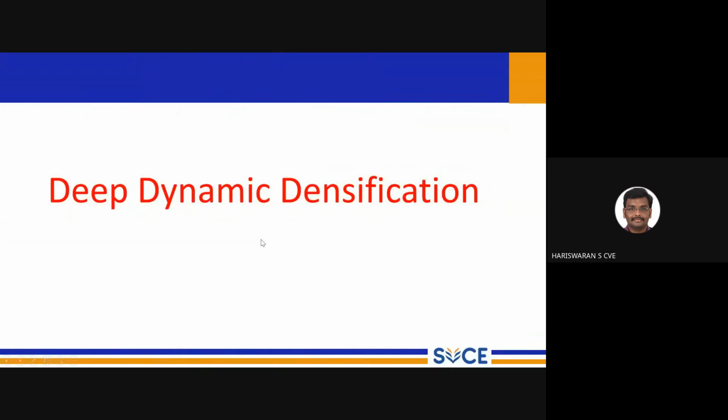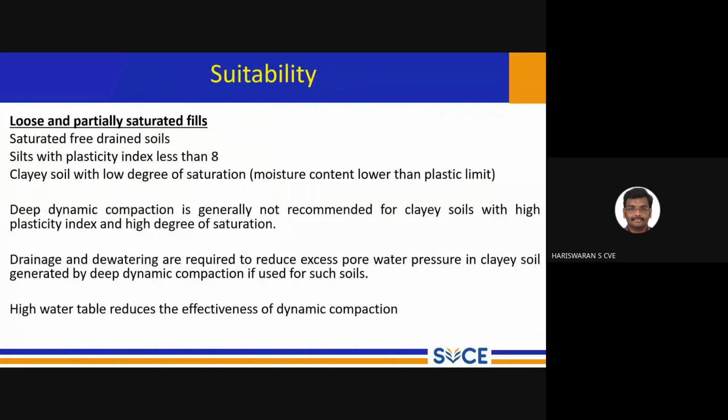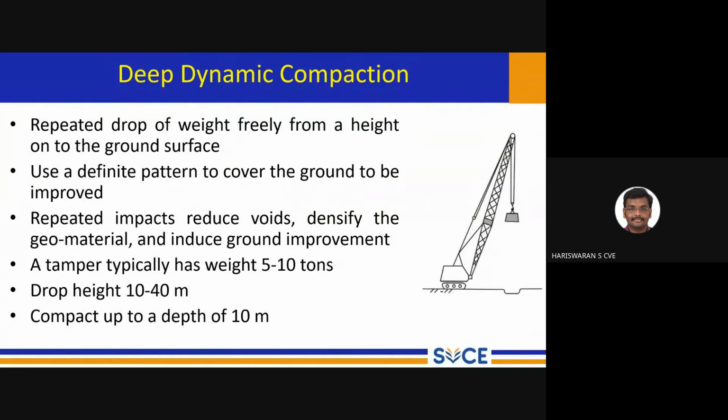So the next type of compaction is called deep dynamic compaction. Deep dynamic means we are in need of higher energy to compact the underlying soil. For that, the main principle behind it is that a very large weight, around 1 ton or 0.5 ton, is lifted to a great height, more than 10 or 20 meters. Then that weight is dropped. The dropped weight creates dynamic energy. That energy propagates some type of waves, like P waves, S waves and Rayleigh waves. That energy will propagate inside the ground also.